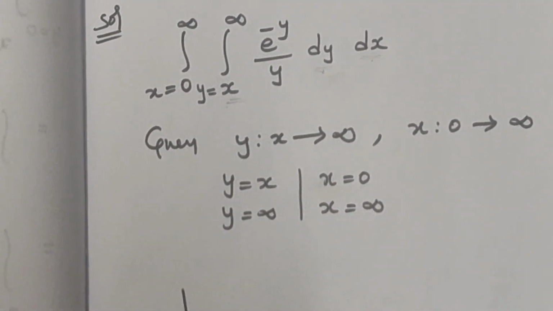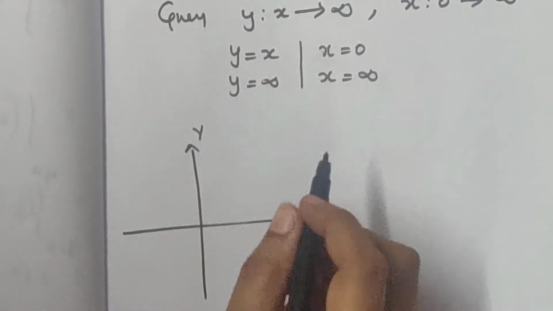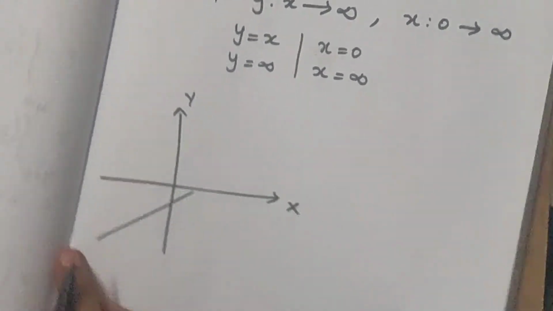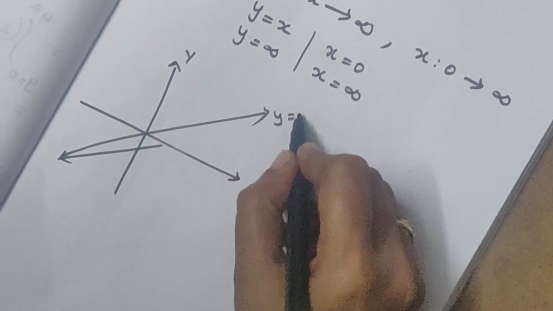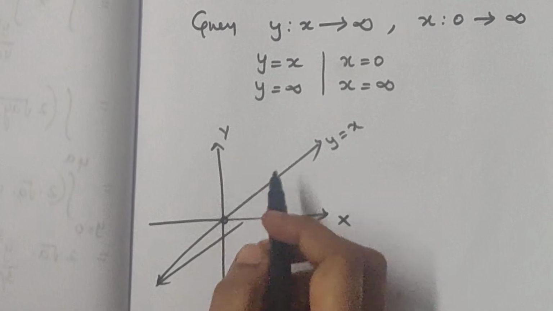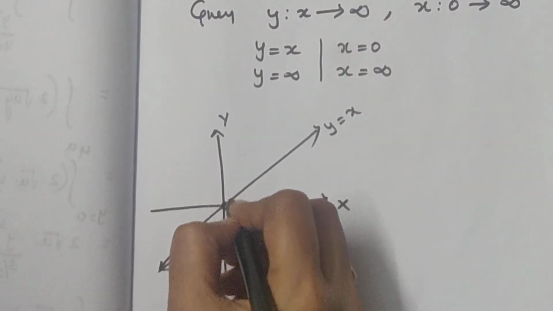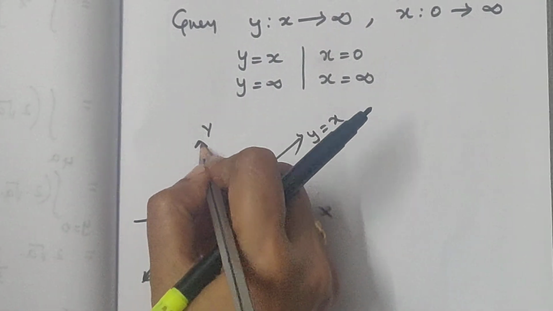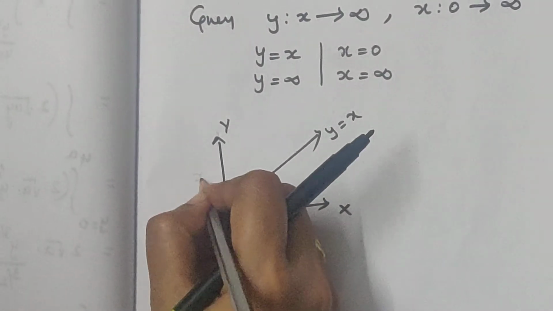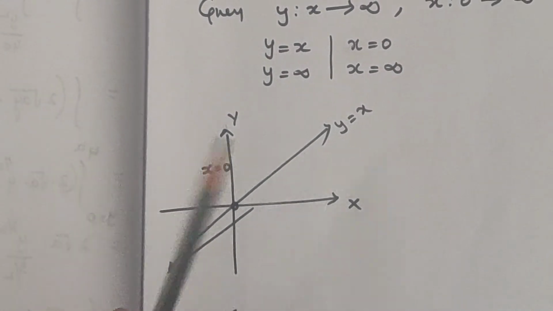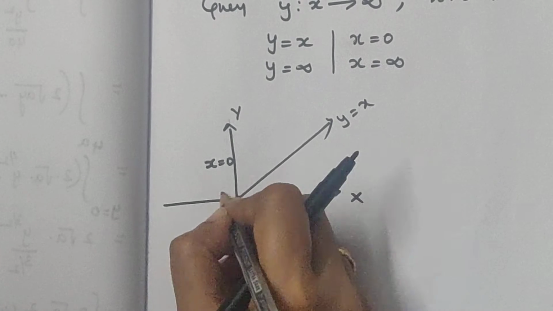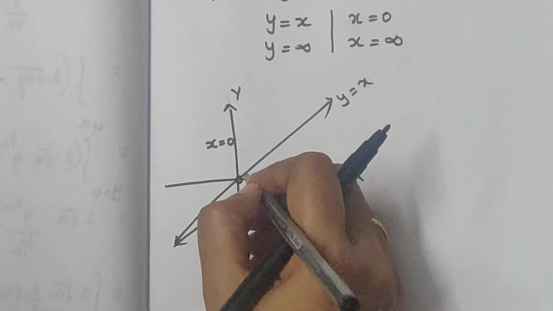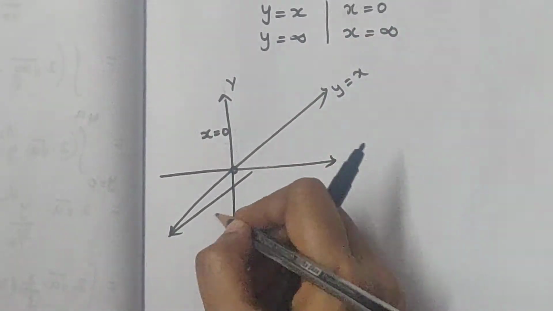So corresponding to these limits, identify the region of integration. y equal to x is a straight line passing through the origin. y equal to infinity means going up along the y-axis to infinity. x equal to 0 means the y-axis. x equal to infinity means extend the x-axis this side. x equal to 0 means the y-axis, x infinity means all this part, y infinity means this part, and y equal to x means this line.